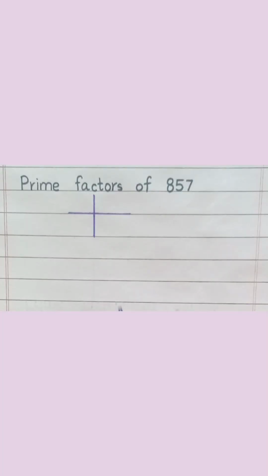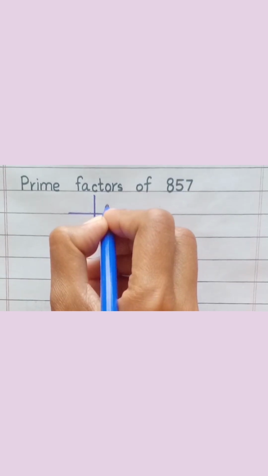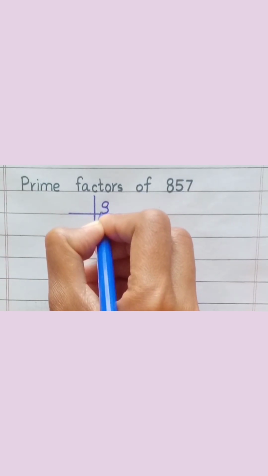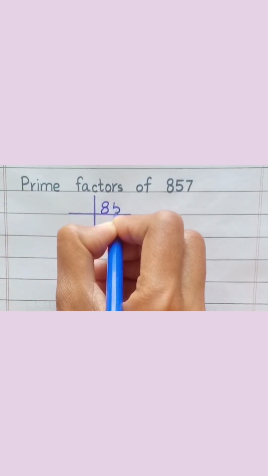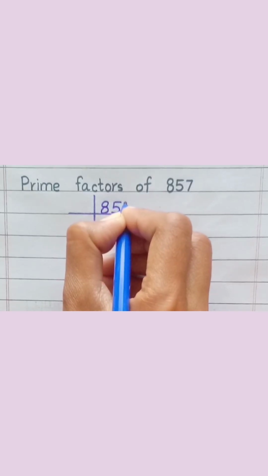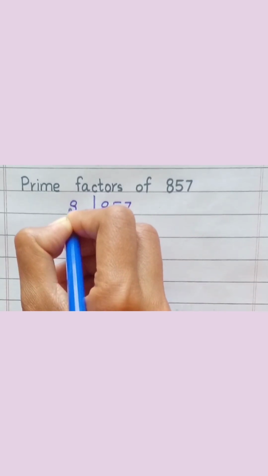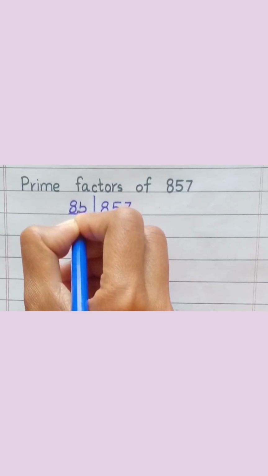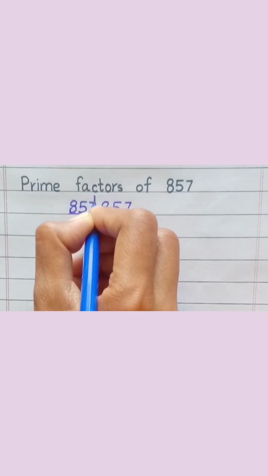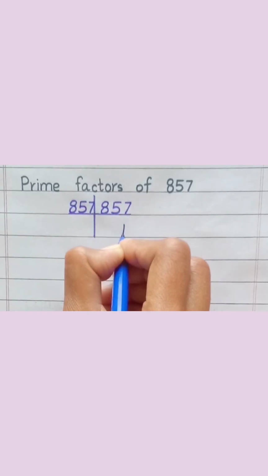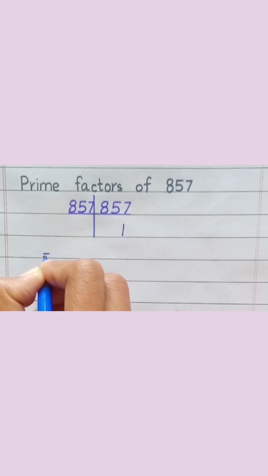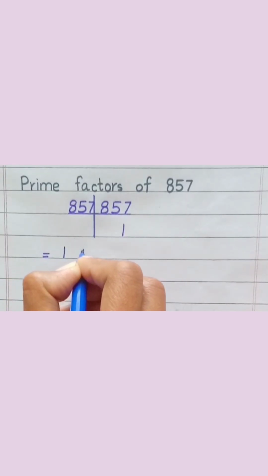Prime factors of 857. 857 ones are 857. Equal 1 multiply 857.